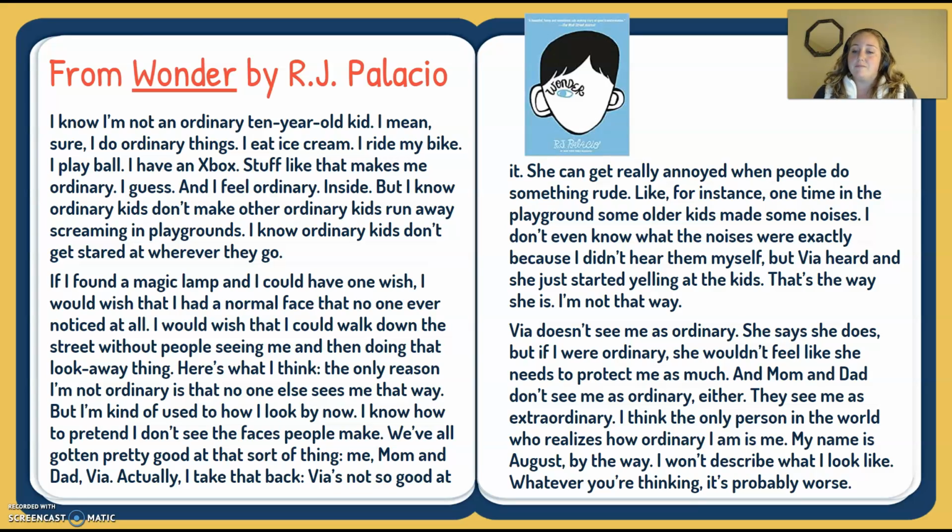That's the way she is. I'm not that way. Via doesn't see me as ordinary. She says she does, but if I were ordinary, she wouldn't feel like she needs to protect me as much. And Mom and Dad don't see me as ordinary either. They see me as extraordinary. I think the only person in the world who realizes how ordinary I am is me.